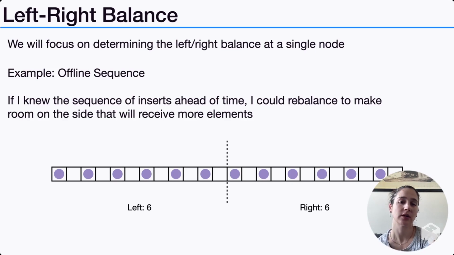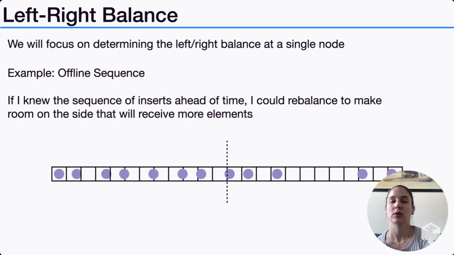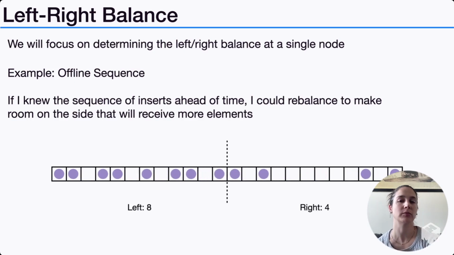Something else to consider is if I somehow had information ahead of time as to which side the inserts were going to go into in the future sequence. What I would do in that case is say I knew that the right child here was going to get a bunch of inserts. When I rebalanced, I would preemptively move many elements away so that those inserts are going into a sparse location.